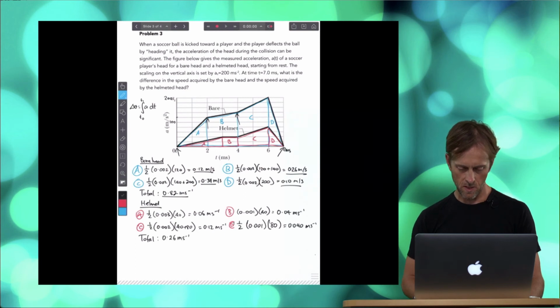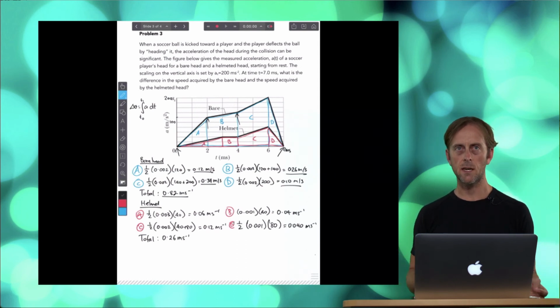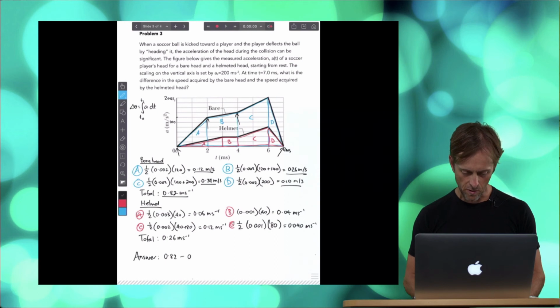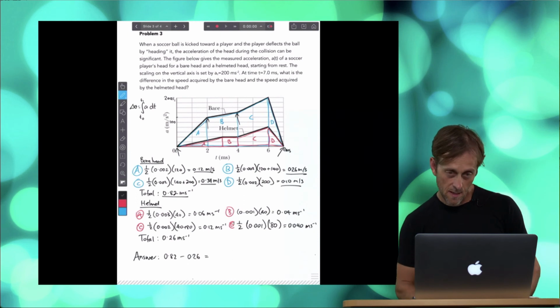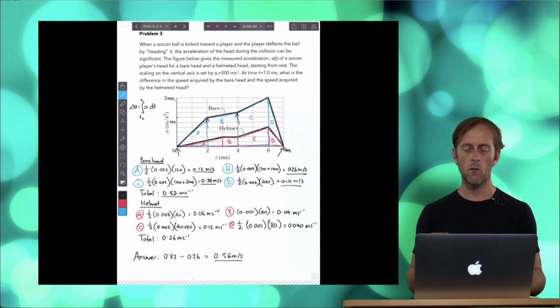meters per second. So that's just saying that the helmet is basically absorbing some of the acceleration, so that there's not as much velocity imparted to the head. And so the question is actually asking us, what's the difference in the speed? So we just need to subtract those from one another, and the answer then will be 0.82 minus 0.26, and that comes out to be 0.56 meters per second. That's the difference in the velocity from wearing a helmet to not wearing a helmet.